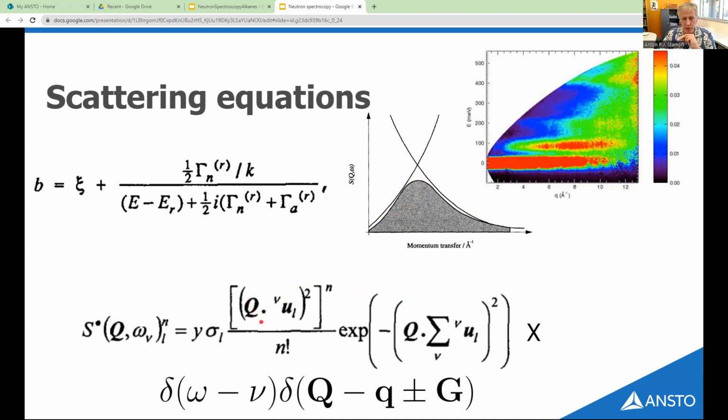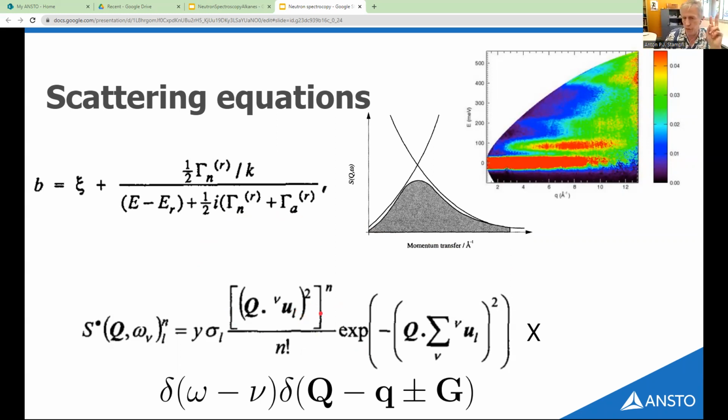There's the prefactor term here, the Q dot U, and I'll tell you what U is shortly, which is this line here, and the exponential, which is the Debye-Waller term here. Sorry, sometimes I lose my thought. And this U is the atomic translation of the vibration. So it's how far the atom is vibrating inside the material. So it's Q dot R, or Q dot U in this case.